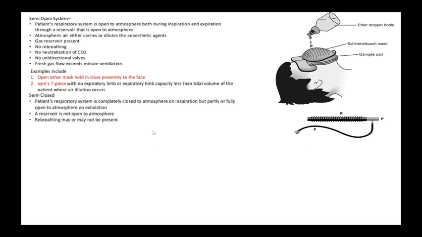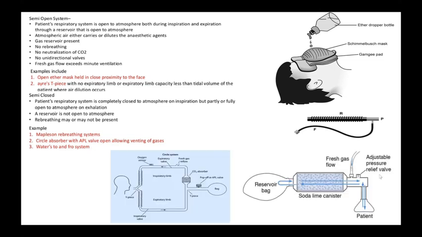So the examples of semi-closed system are Mapleson systems, circle absorber with the valve open partially, or Waters to and fro system. They are all called the semi-closed system. So this is the Waters to and fro system. This used to be a stainless steel container which has the soda lime inside, and it has a patient end and a reservoir bag end. The reservoir bag is at the machine end, opposite the patient end, and it has both the fresh gas flow entry as well as the APL valve very close to the patient.